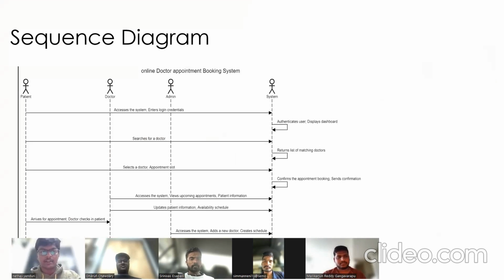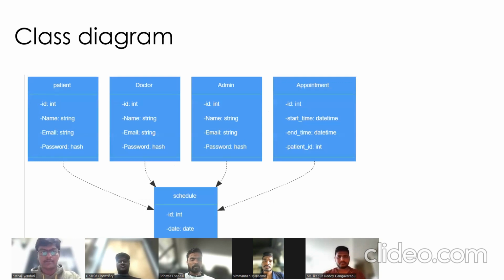So this is the sequence diagram, so we can understand the project better. Here the patient approaches the doctor, and the admin coordinates between the patient and the doctor. Admin manages the access of the systems, enters login credentials, selects a doctor appointment slot, and thus he coordinates with the system. Next slide.